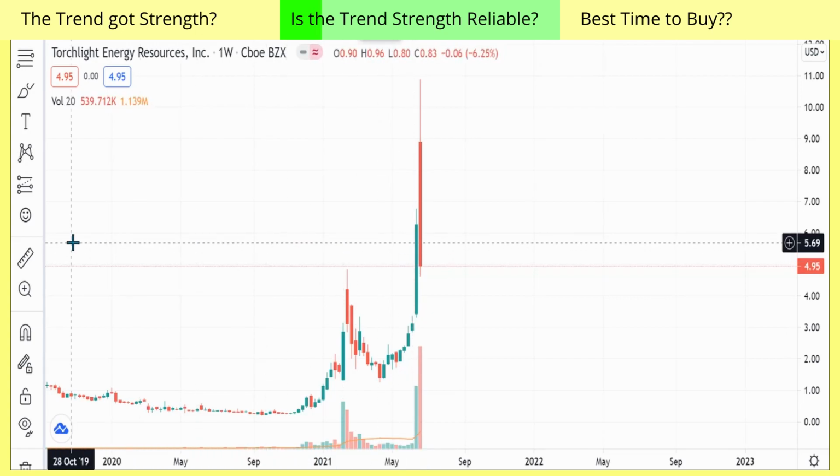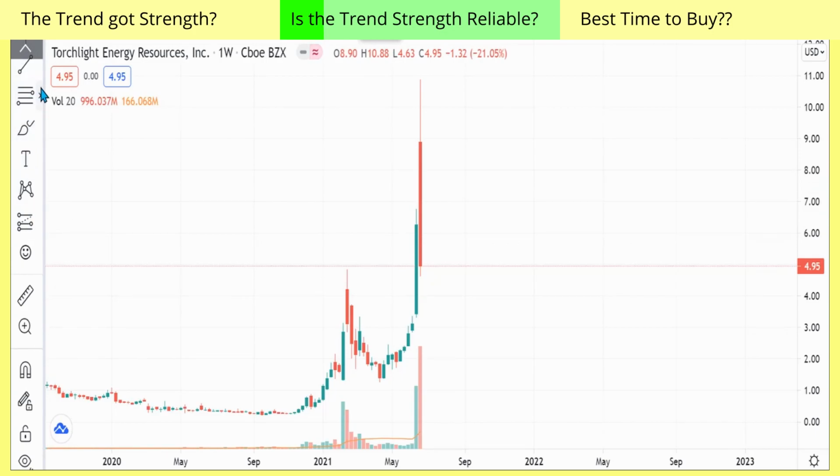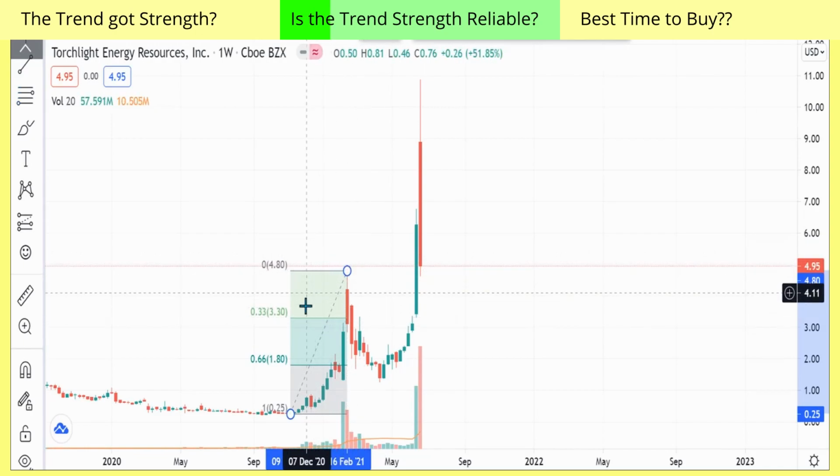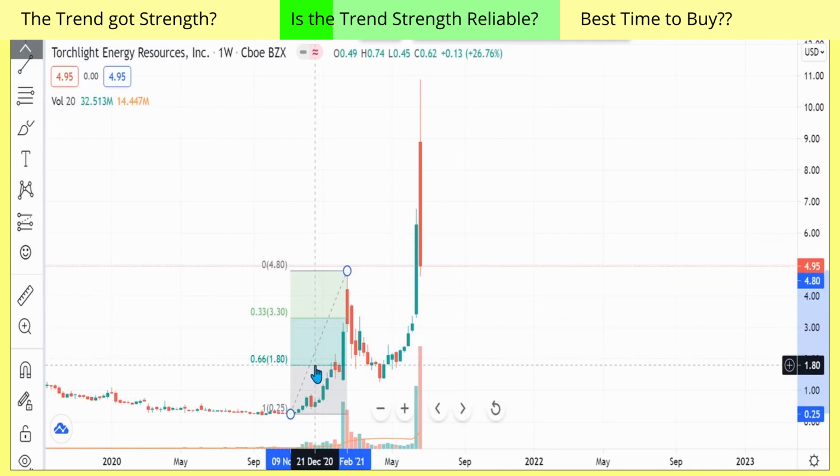To do that, I need a Fibonacci. I will use Fibonacci to show you how I do this classification of the reliability of a particular strength. So let me take it from the low here and move it up. This Fibonacci I have divided into 3 parts. Each part is roughly 33%. So it creates 3 layers: the top, the middle, and the low layer.